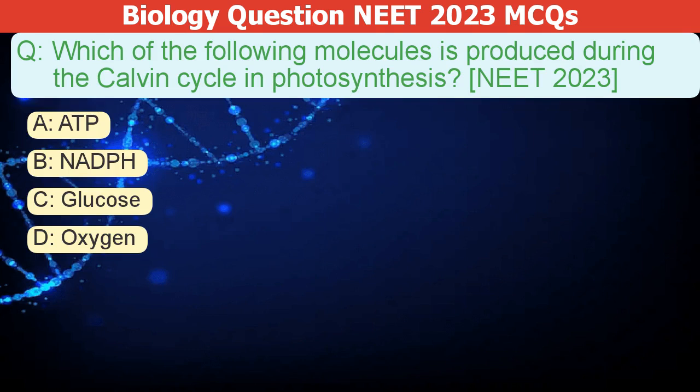Which of the following molecules is produced during the Calvin cycle in photosynthesis? NEET 2023. A. ATP. B. NADPH. C. Glucose. D. Oxygen.